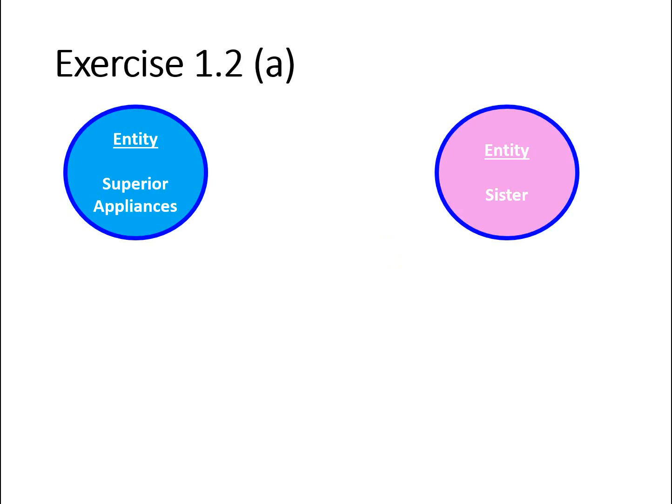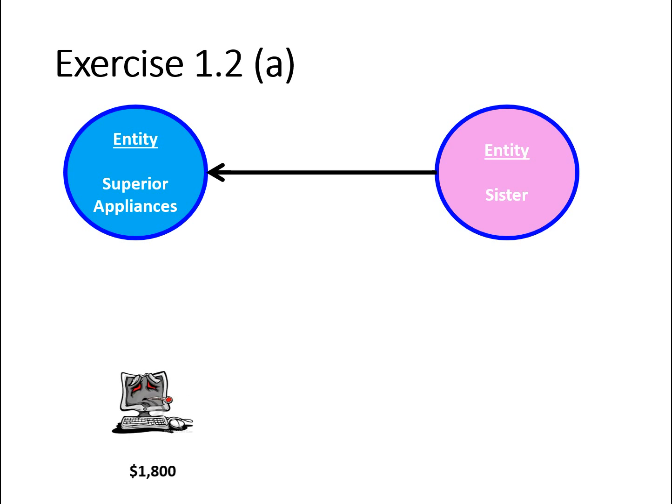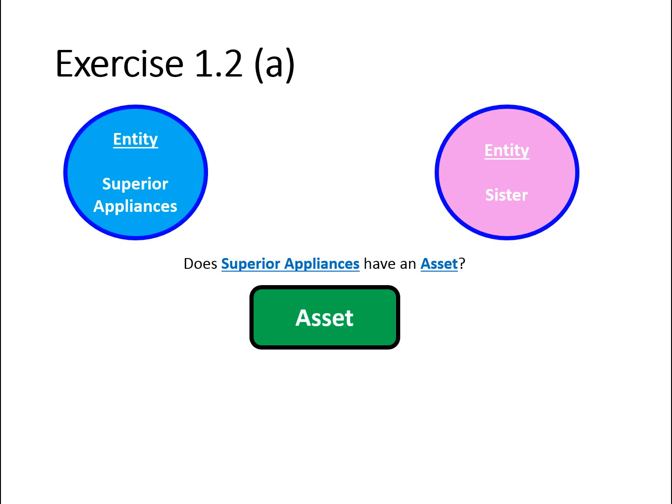In 1.28, we've got a situation where the owner of an entity called Superior Appliances has a sister, and the sister bought a computer 3 years ago for $3,000, and today she's actually given that computer, which has a current market value of $1,800, to the business. So the question we've been asked is, does Superior Appliances have an asset?